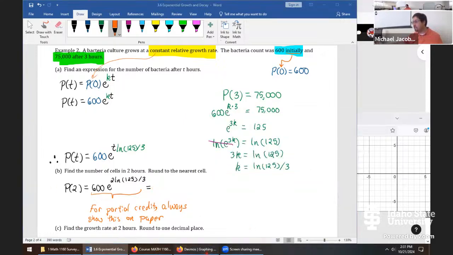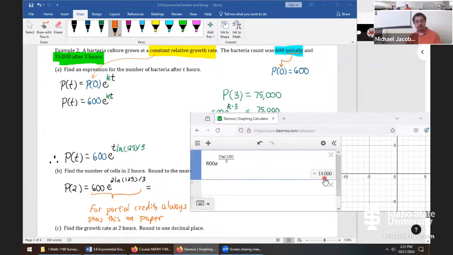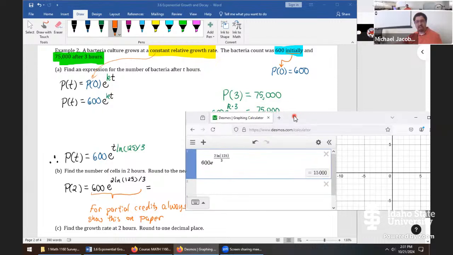Well, anyone getting something slightly different in your calculators, or are we getting about that value so far? Okay, sounds like we're not having too much trouble.